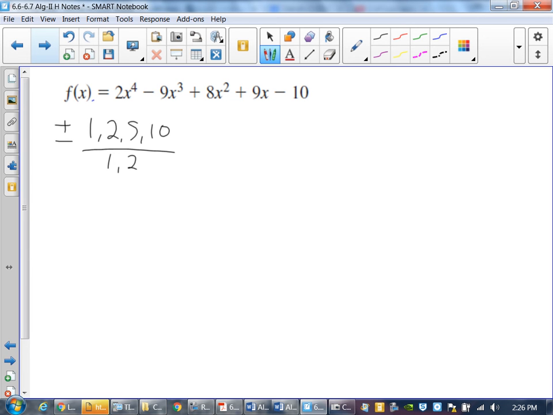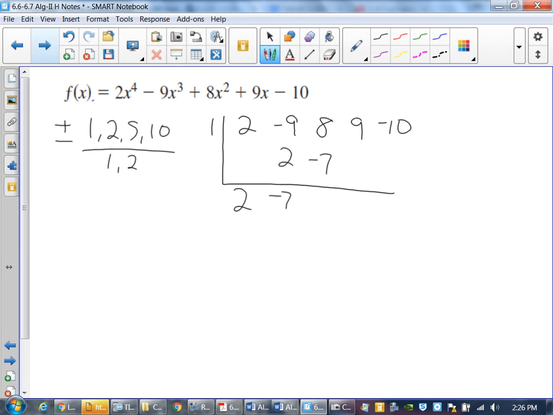So we start the same process. What number are we going to start with? 1. So we start with 1 and we work through our synthetic. Make sure we have all of our signs correct, and go. Drop the 2. Excuse me. Hey, look at that! I got a 0 right away.